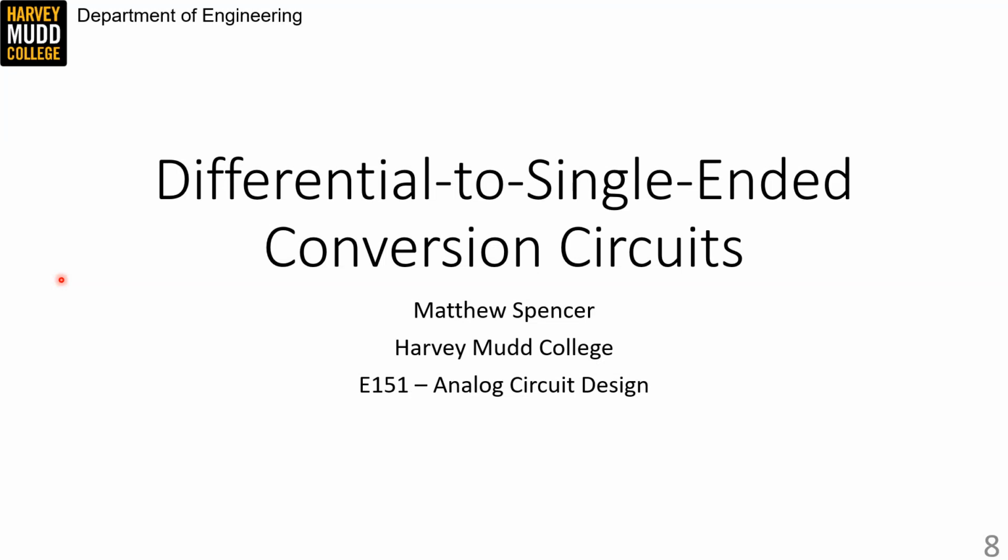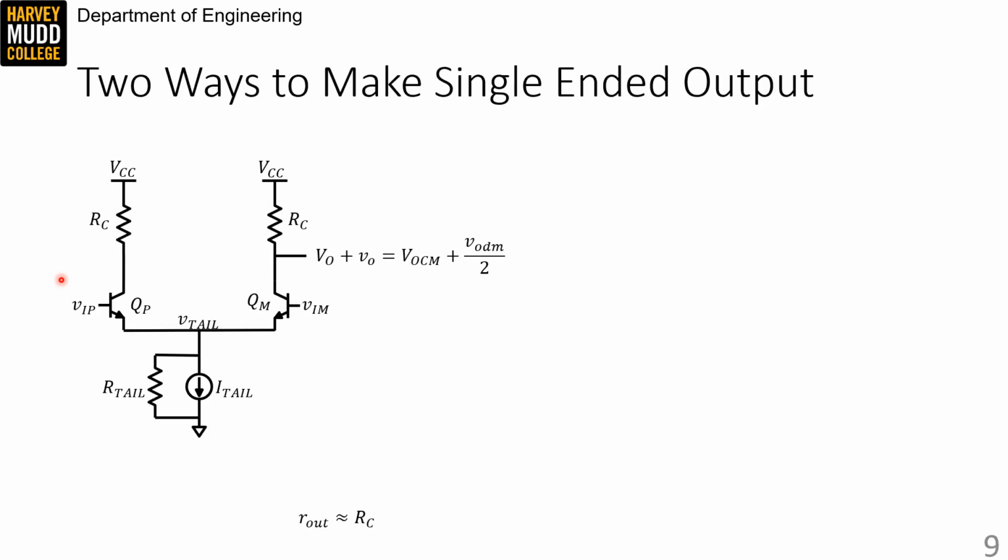In this video we're going to look at ways to convert from differential signals to single-ended signals, which will lead us into a pretty tricky amplifier analysis. Though there are lots of interesting ways to use differential signals, we're ultimately interested in building an op-amp, and op-amps have single-ended outputs. So we need to be able to convert our differential signal into a single-ended signal.